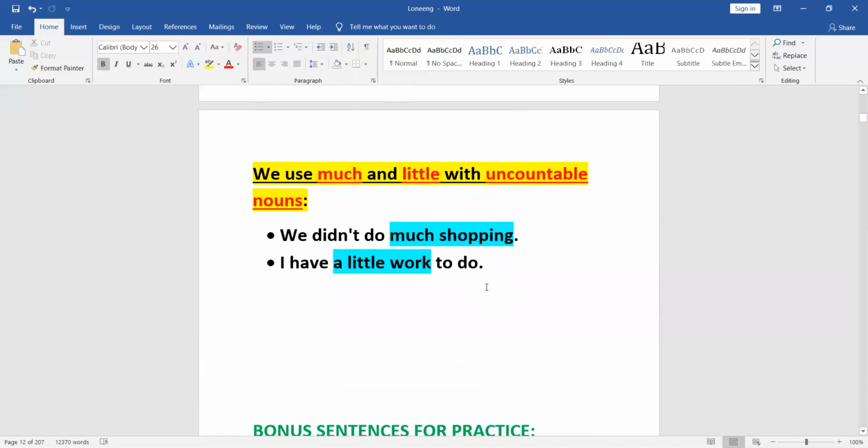Next one is we use much and little with uncountable nouns. And so here, we didn't do much shopping. Like they did buy something, they didn't buy plenty, they just bought some. And I have a little work to do, which means I don't have too much, but just a little. Maybe they'll finish it in a couple of minutes, but we don't know how much that little is. It can't be measured, and that is why it's called uncountable nouns.